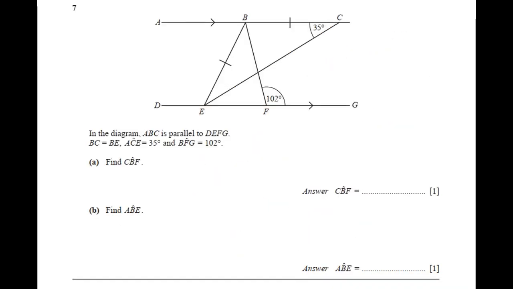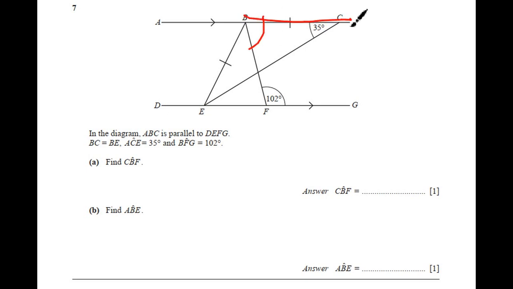Question number 7. In the diagram, ABC is parallel to DEFG. They're talking about parallel lines. You need to think of interior angles, alternate angles, vertically opposite angles, and corresponding angles instantly. And then we're given certain angles. We're told BE is equal to BC. That means we have to think about an isosceles triangle as well. So first we need CBF.